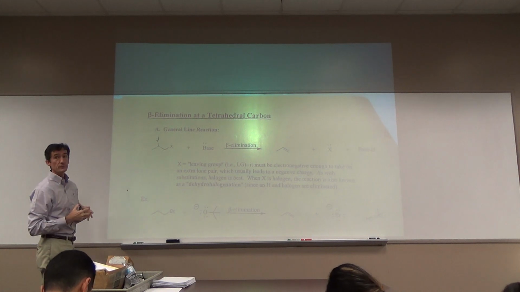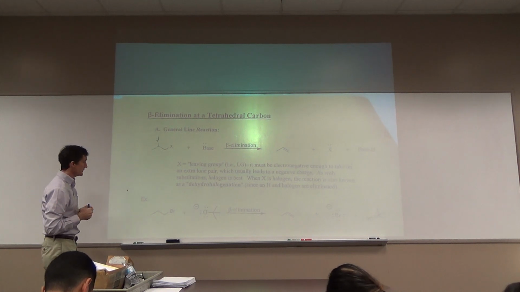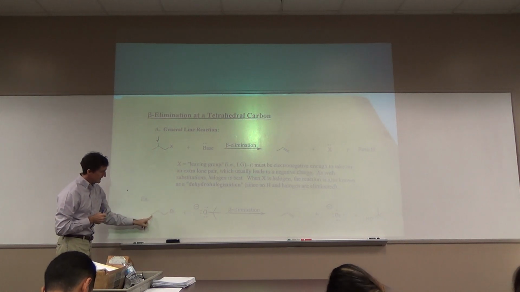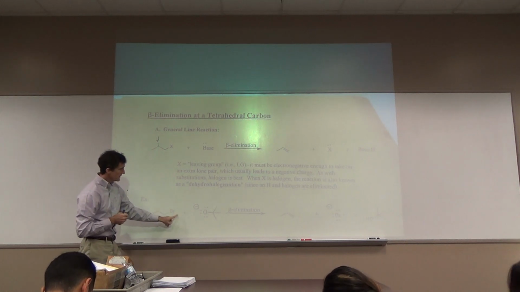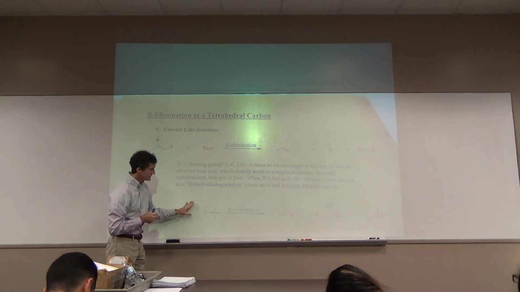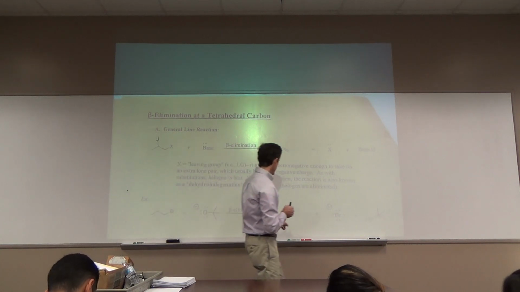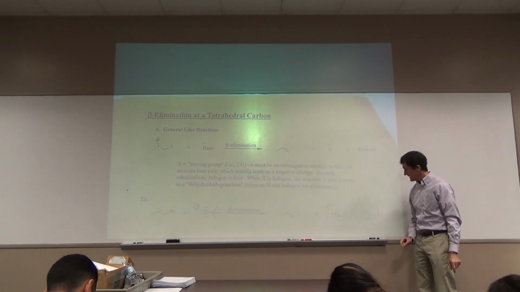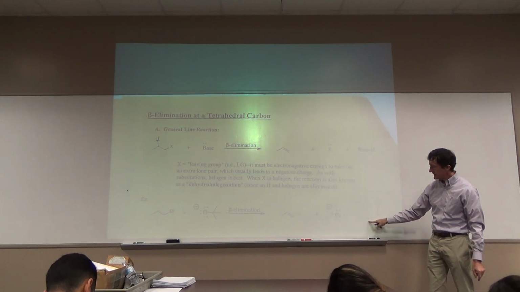So we're doing leaving group chemistry, leaving group on a tetrahedral carbon. An example down here: this alkyl bromide, we can react with this base. We can do a beta elimination, make an alkene. The leaving group has left as bromide, and the base has taken the H.